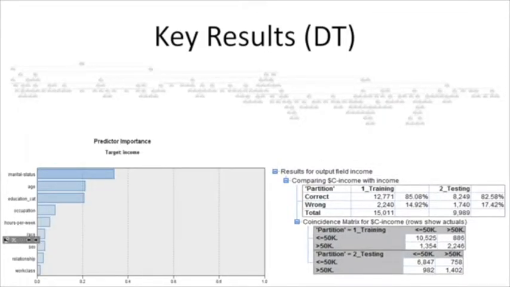Can you see the one at the top? Cool. It's really, really light and really small. That's a decision tree coming from SPSS as well. That's one tree.